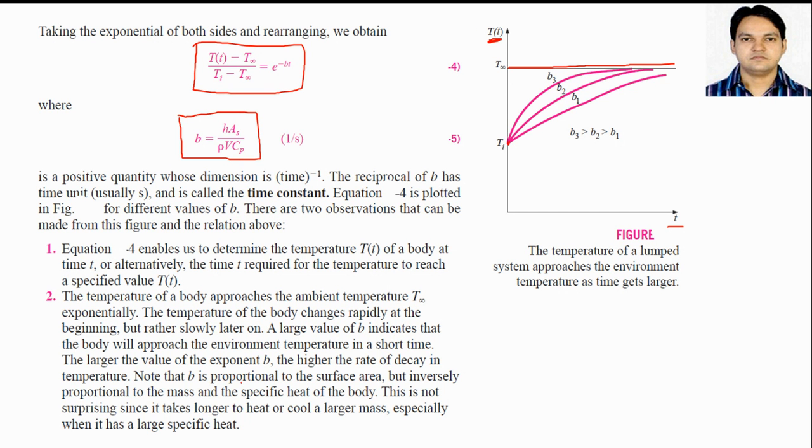Note that b is proportional to the surface area but inversely proportional to the mass and specific heat of the body. This is not surprising since it takes longer to heat or cool a large mass, especially when it has a large specific heat. So any object which has a large specific heat will take a longer time to be heated up or cooled.